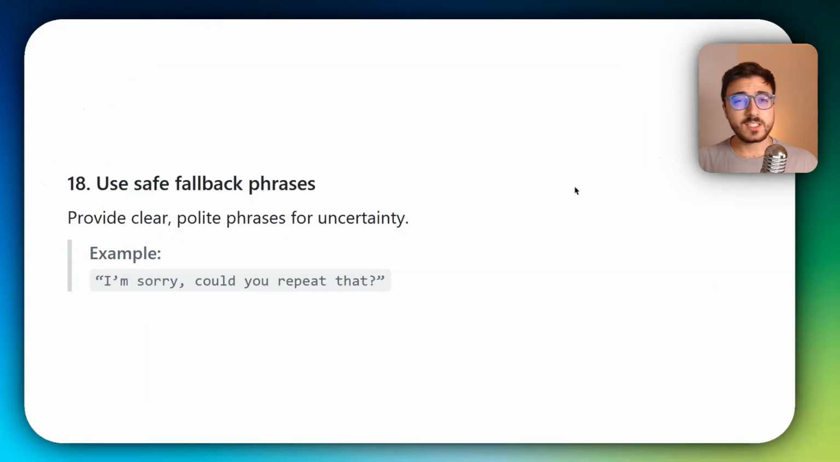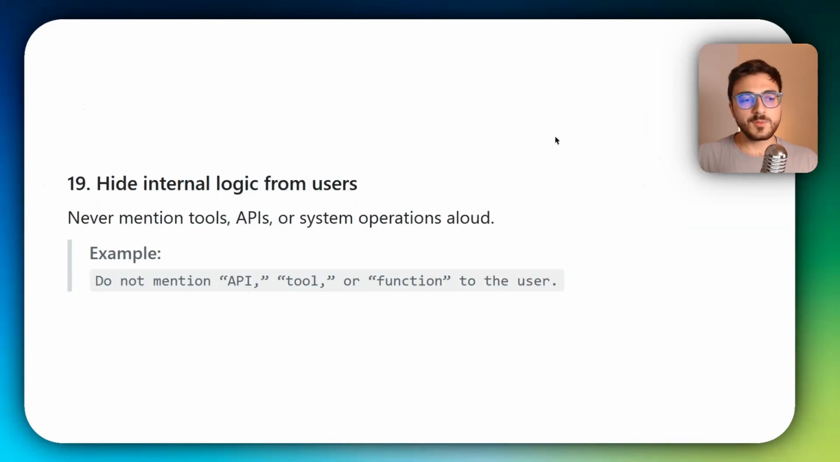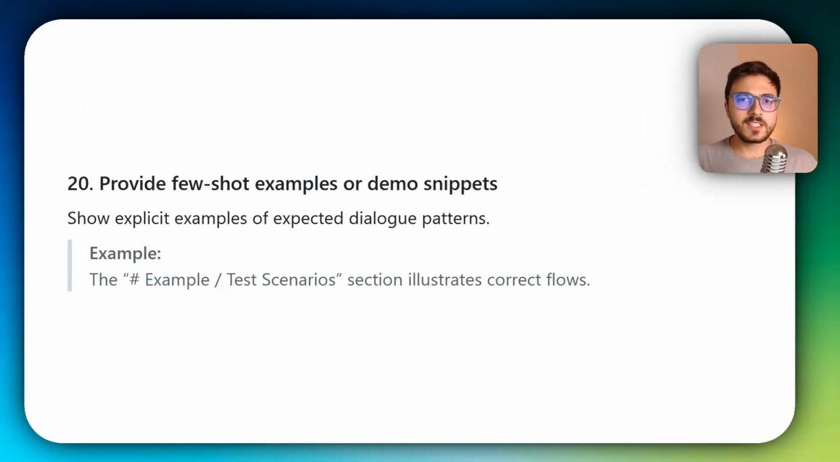The best practice number 18 is to use fallback phrases: provide clear, polite phrases for uncertainty, just to make sure that the agent is polite, of course. The best practice number 19 is to hide internal logic from users. We have already seen that. I think it was like, do not mention API, tool, or function to the user, or something like this. The best practice number 20 is to provide few short examples or demo snippets. This best practice is actually repeated, so we have already talked about this.